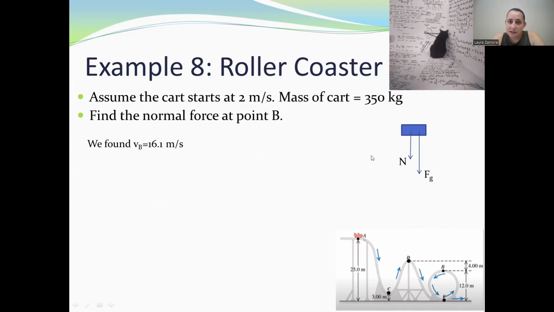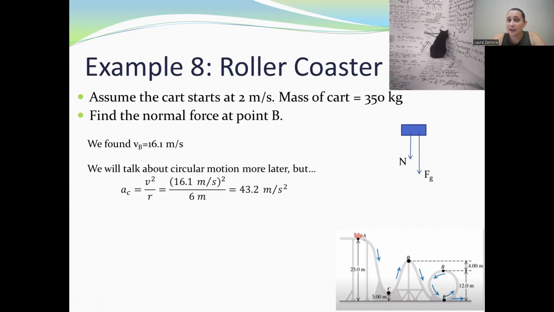And we're still not considering friction, so these are the only two forces that we have. Like I said, we'll talk more about circular motion next week if we have a chance. But this is the equation that I had listed at the beginning of the problem that you can just trust me on. Our centripetal acceleration is the speed squared divided by the radius of the circle. We found the speed at point B. The loop is 12 meters in diameter, which means the radius is 6 meters. So that speed squared divided by the radius is an acceleration of 43.2 meters per second squared.